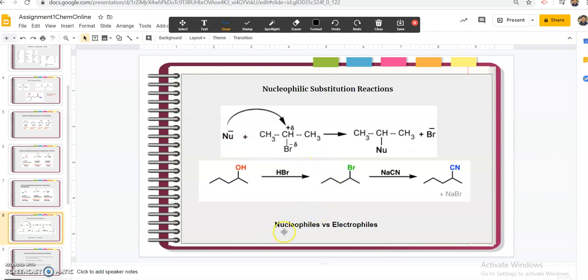I also want you to look at nucleophiles versus electrophiles for both HL and SL. This one, at least see what it means.